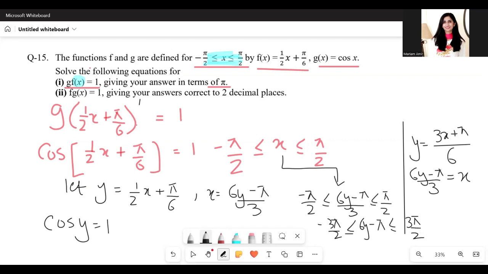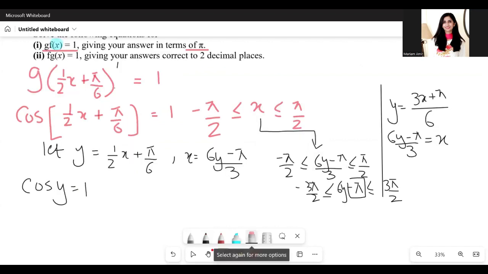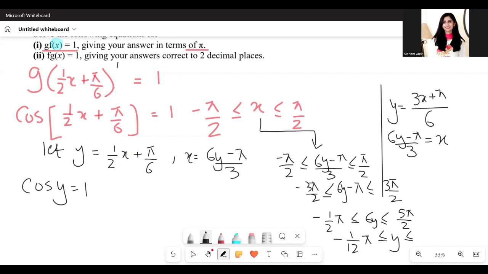Next, we'll add pi on all sides so that this minus pi gets eliminated. So what is minus 3 by 2 pi plus pi? That gives minus half pi. And now add pi to the other side: 3 pi by 2 plus pi is going to be 5 pi by 2. This is 6y in between. Now I'm going to divide by 6 on all sides. So I get minus 1 by 12 pi for y here, and divide this by 6 as well, so 5 pi by 12. This is the domain of y.